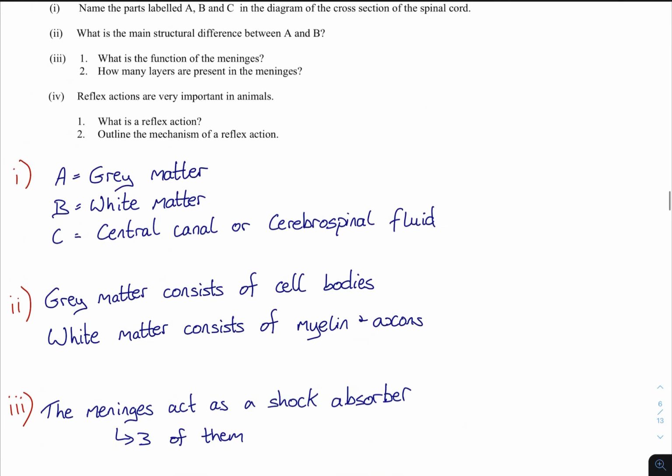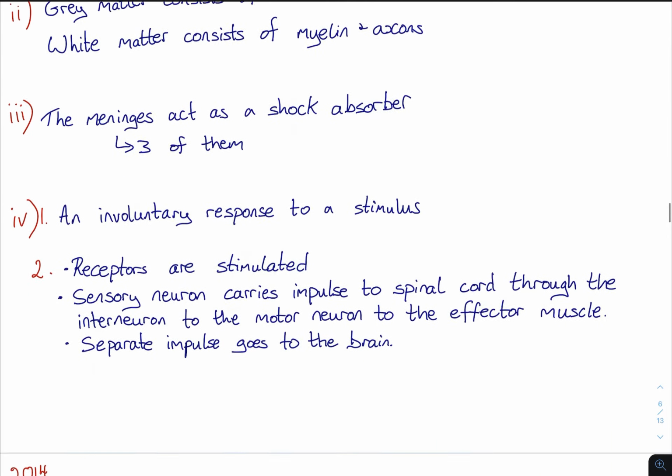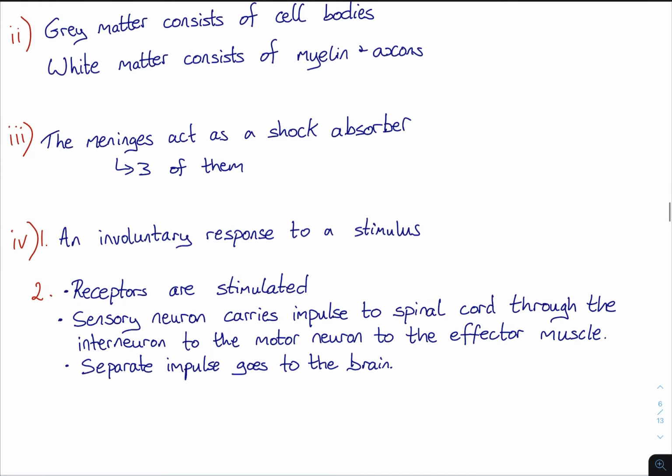And you're asked to outline the mechanism of it. So receptors are stimulated. The sensory neuron carries impulse to the spinal cord via the interneuron to the motor neuron to the effector muscle. A separate impulse goes to the brain simultaneously. Now, I will go into that in a bit more detail when I show you the diagram of it next time.